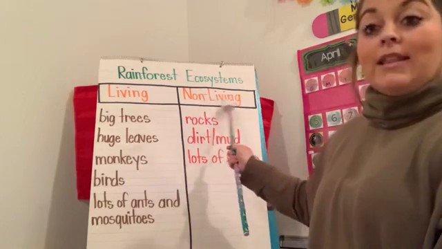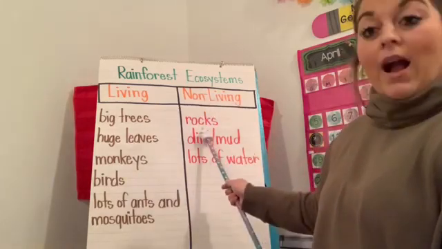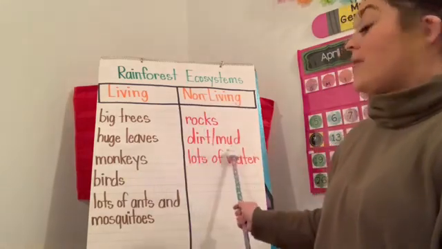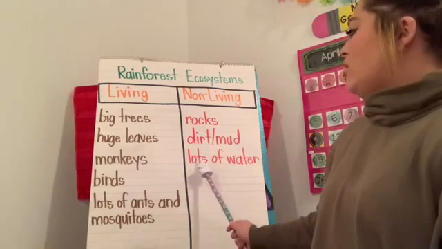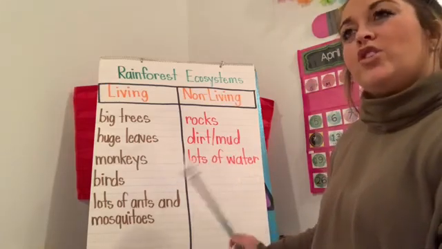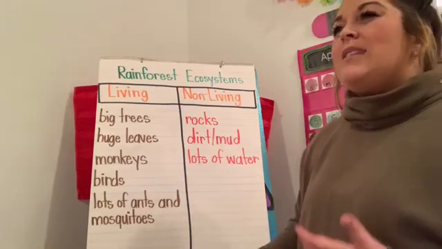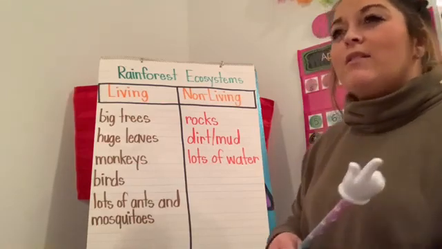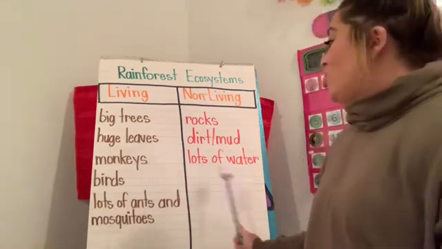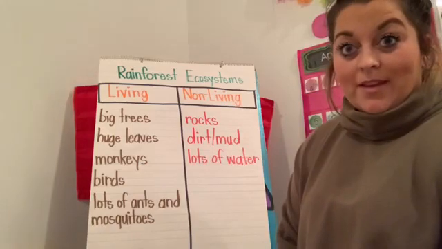Some of the non-living things in the story were the rocks that we saw, the dirt and the mud, and there's also lots of water, which, although it moves, doesn't really need air and sunlight and food to stay alive, so water is not considered a living thing.